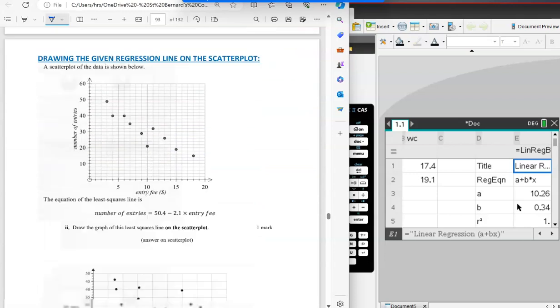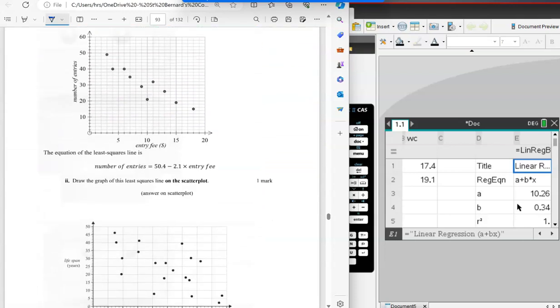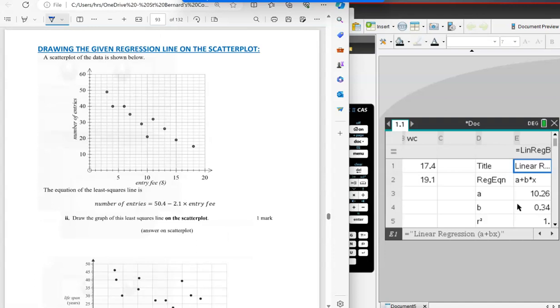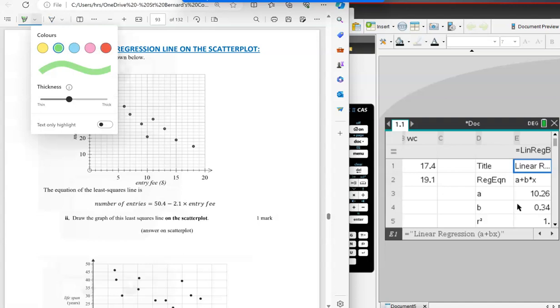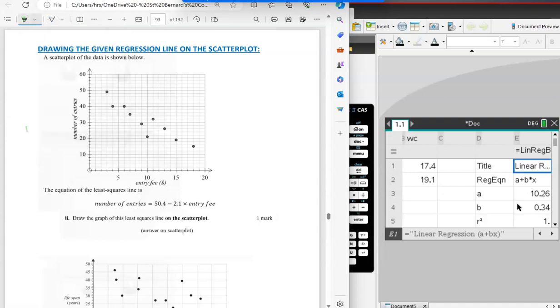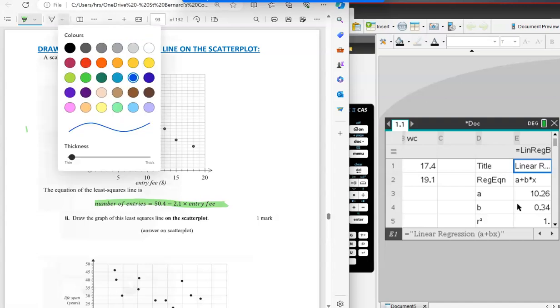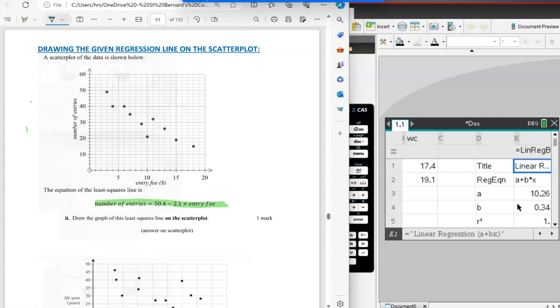Now, the other thing that you could get asked to do, and it's really important, is to draw the regression line on the graph. They've given you the scatter plot with the dots, but what they're asking you to do is draw what they call the equation, or the least squares line, on the scatter plot. So what you have to do there is calculate 2 points using the equation.